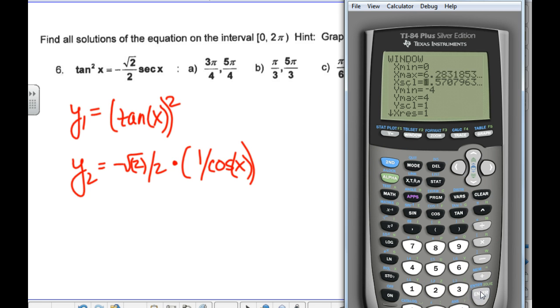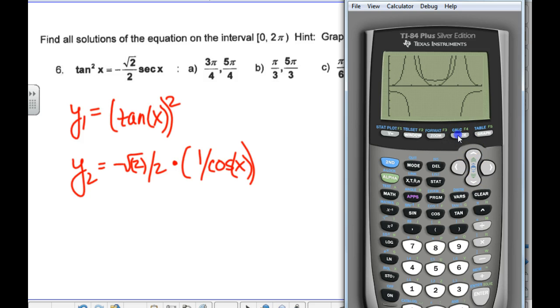So I made my x window 0 to 2 pi. I'm going to let it regraph real fast. And I'm looking for the intersection points. It does clearly show that there are only 2 intersection points between 0 and 2 pi.